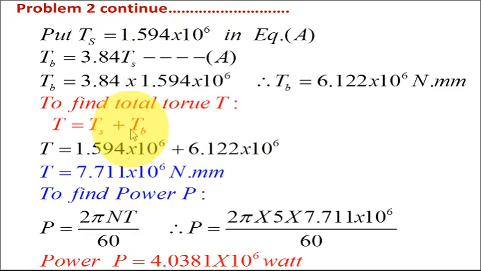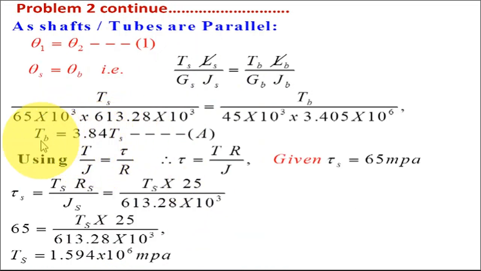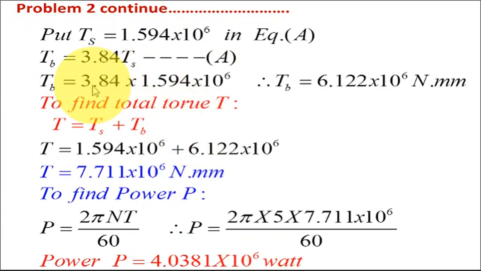Okay. Similarly, you can put this T S in equation 1. Equation 1 is T B equal to 3.84 T S. From that you will get T B. So you have got T B and T S values, and we know that whenever the shaft is parallel, the total torque T is nothing but the addition of two values, T B plus T S. When the shaft is in parallel, the second condition is total torque T equal to T S plus T B. So T S and T B I have added here. We got the total torque T as 7.711 into 10 to power 6 Newton mm.